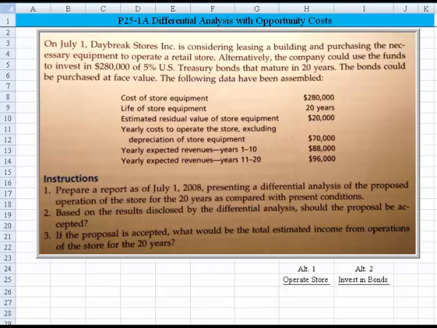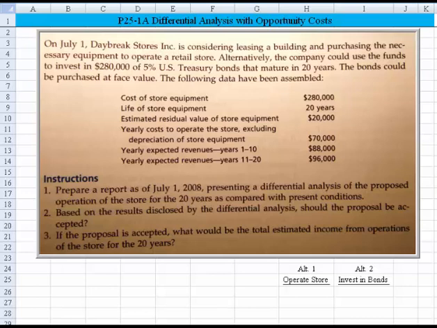Hi everyone, let's take a look at problem 25-1A, which deals with differential analysis, and it also deals with opportunity costs. Okay, the problem reads, on July 1st, Daybreak Stores is considering leasing a building and purchasing the necessary equipment to operate a retail store. Alternatively, the company could use the funds to invest in $280,000 of 5% U.S. Treasury bonds that mature in 20 years. The bonds could be purchased at face value.